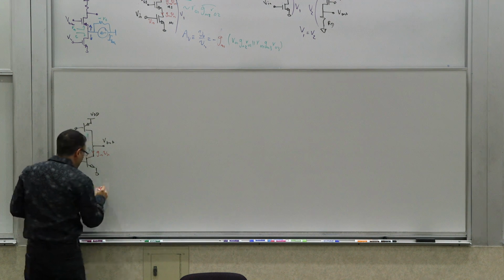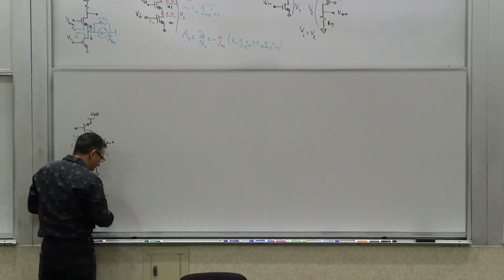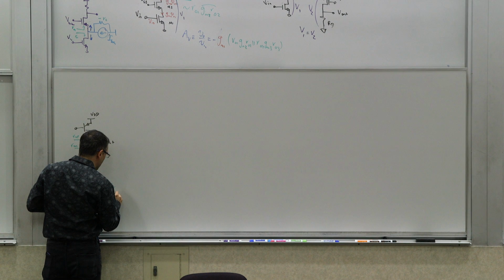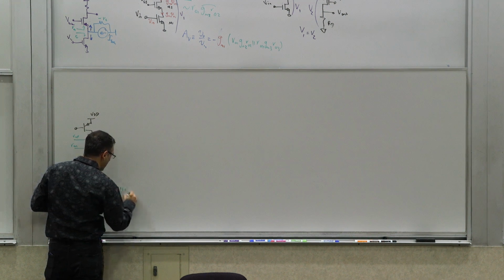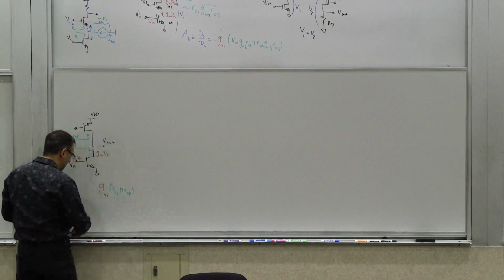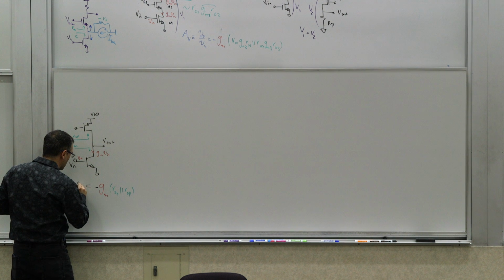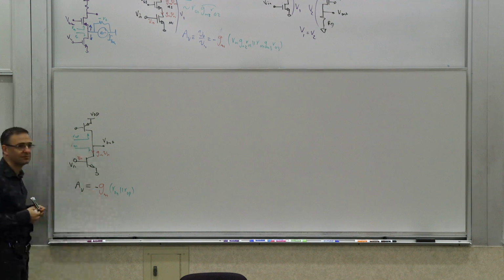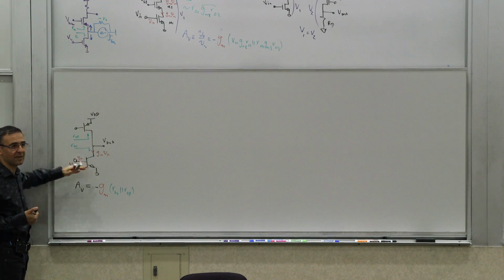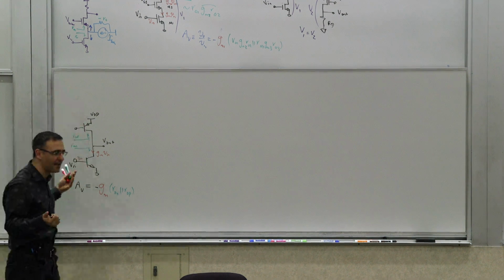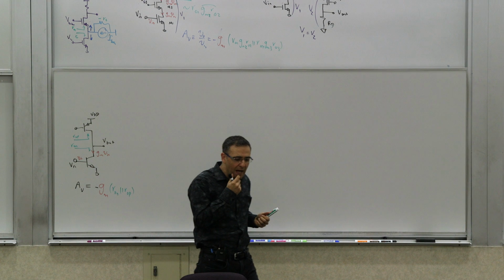So if I ask you what's the gain, it's clear that it's GM times RON parallel ROP with a minus sign, because the current is being pulled out of that node. So that's the voltage gain in the absence of any additional load. We talked about this, and then we saw that we can cascode it. We just did that for MOSFET, and that's fine.